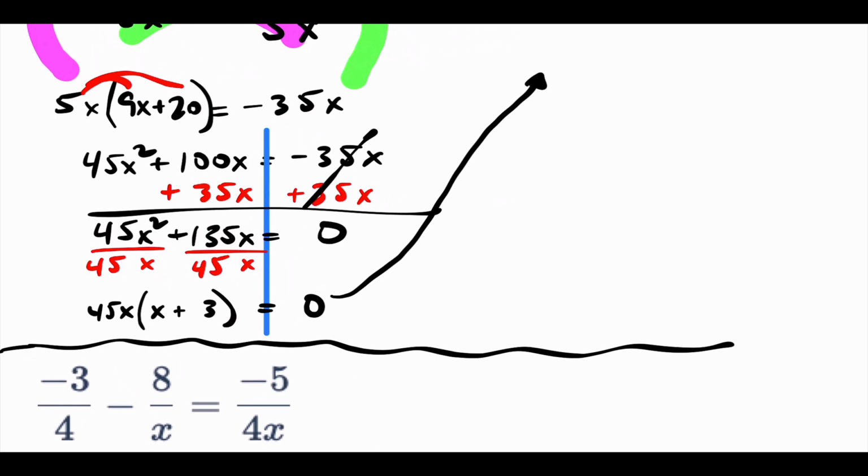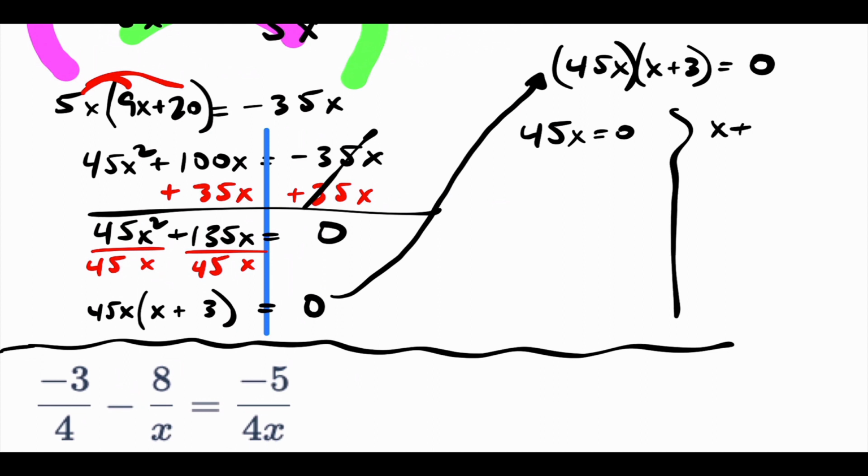Okay, so I have 45x times x plus 3 equals 0. So you have this guy, the monomial, times the binomial equals 0. If both of them multiplied together make 0, that means one of them, if not both of them, has to be 0. So I set them equal to 0, just like I did earlier. And I'm going to get 2 answers.